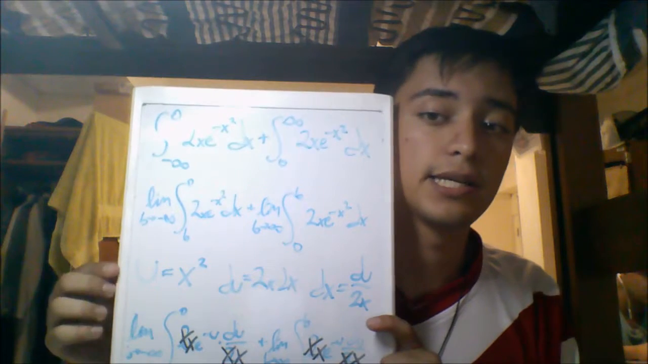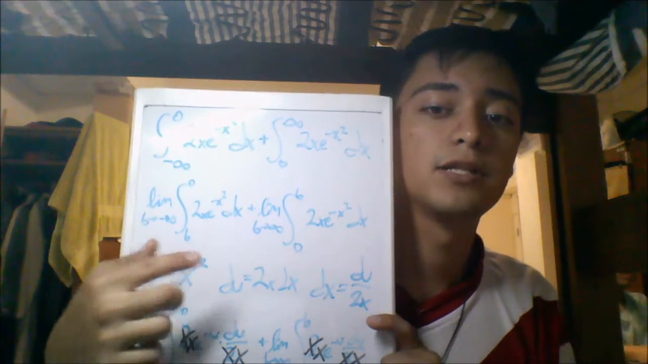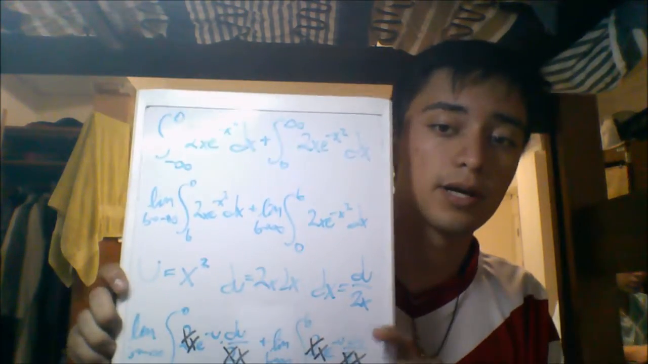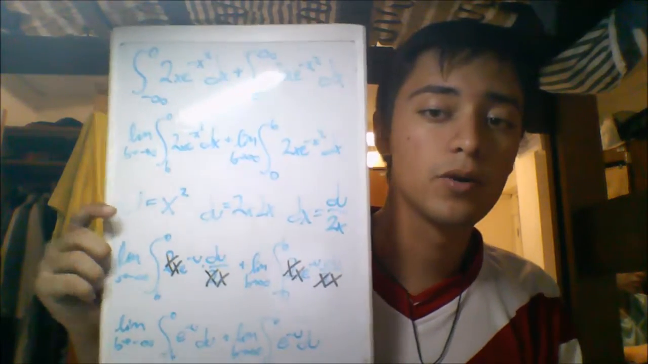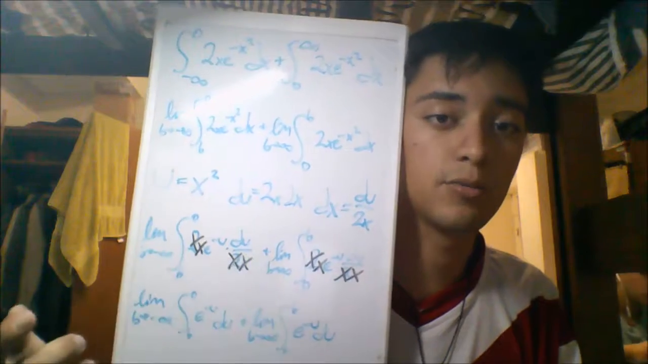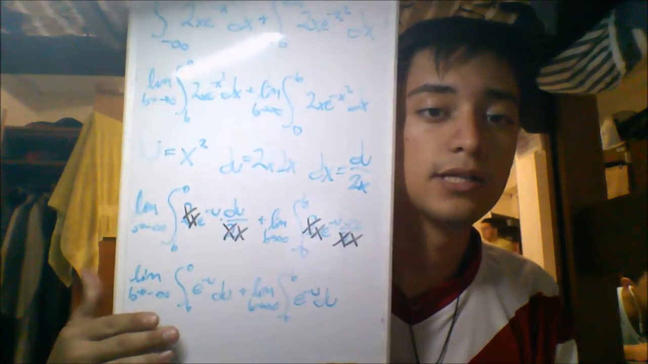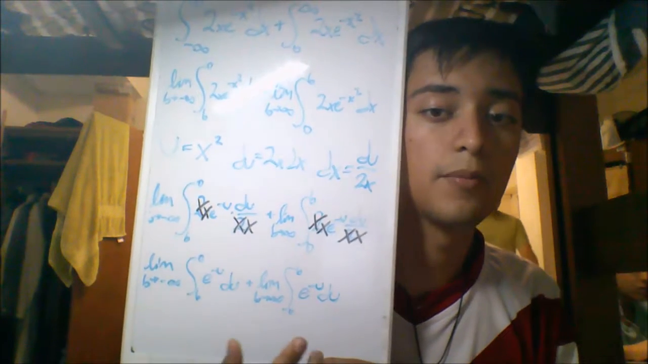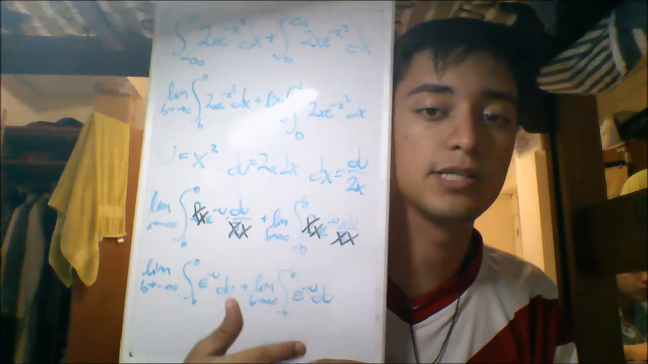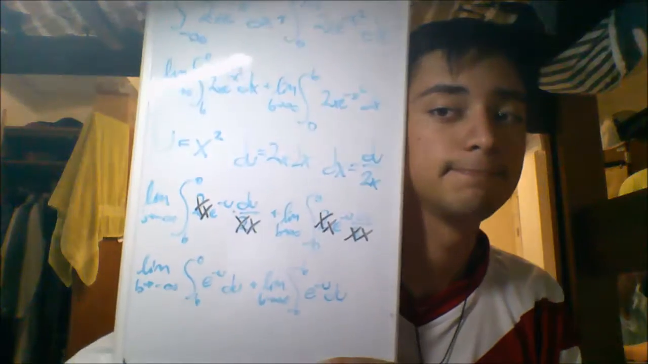For both of them we can do u substitution and say that u is equal to x squared, making du equal to 2x dx and then dx equal to du over 2x, so we can plug it in. When we plug it in, we see that the 2's cancel out on both sides and the x's cancel out on both sides. So we end up with these integrals down here, where it's e to the negative u inside of the integrals from 0 to b, from negative b to 0 and 0 to b. And now we can integrate and start finding the answer.